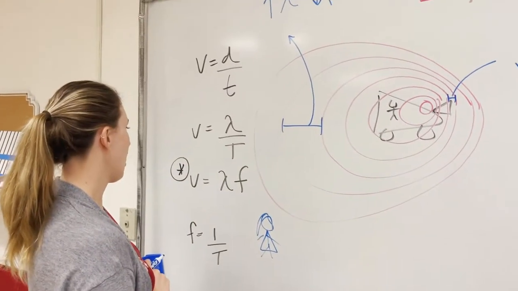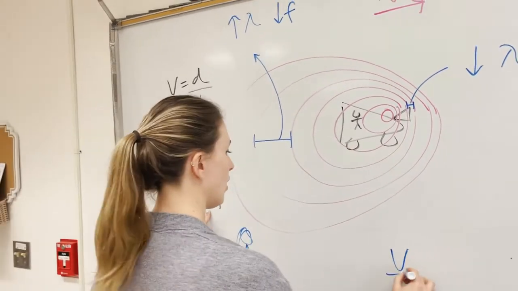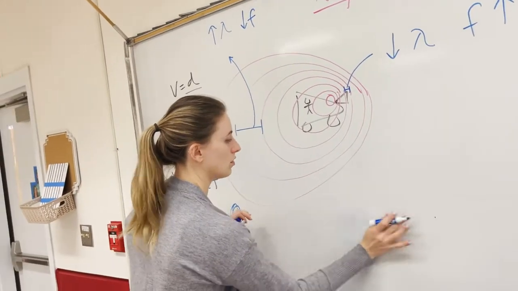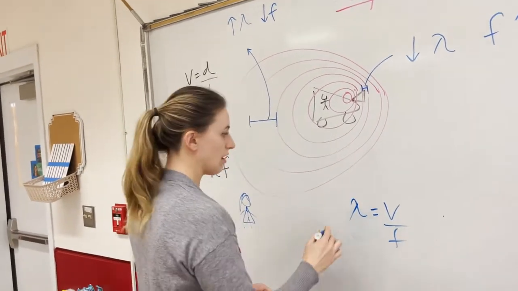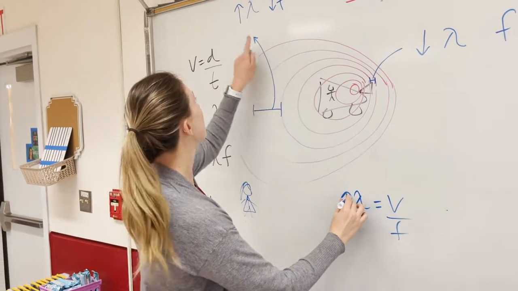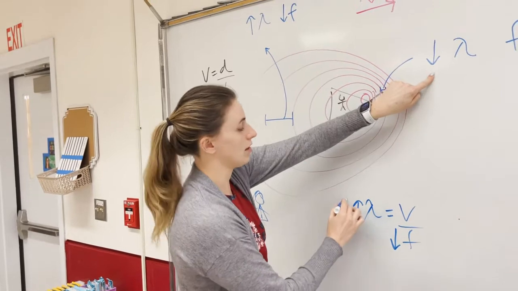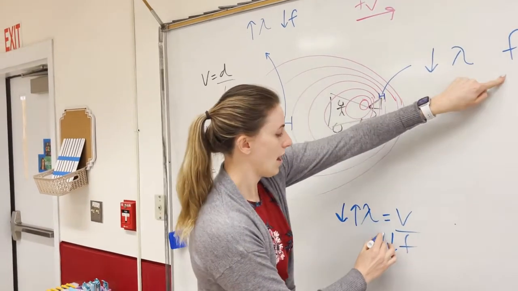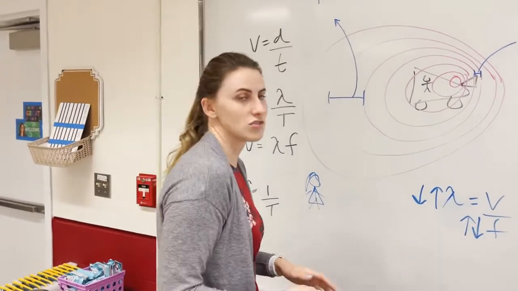If you are having a hard time remembering this, always go back to your equation. Wavelength equals velocity over frequency. If you have a big wavelength, you're going to have a low frequency. If you have a smaller wavelength, you're going to have a higher frequency. You can think about it mathematically. Equations just convey ideas.